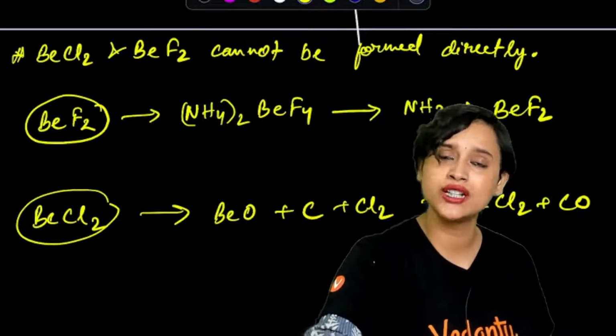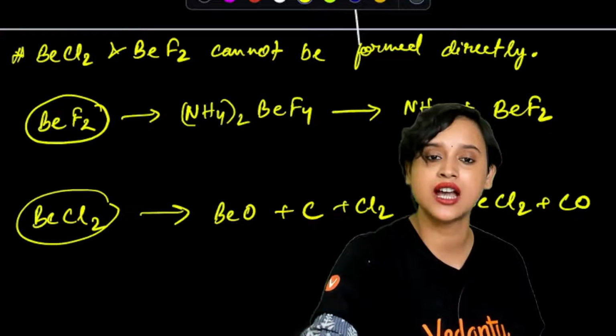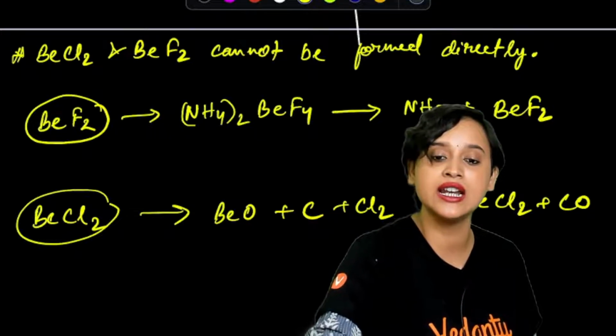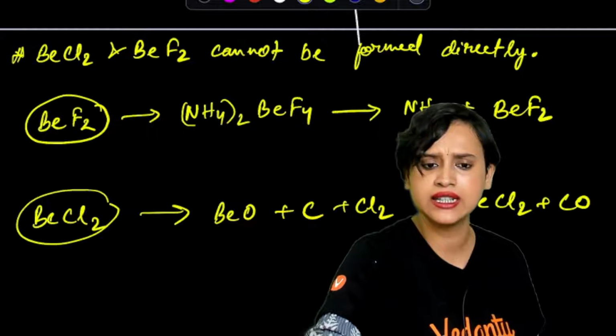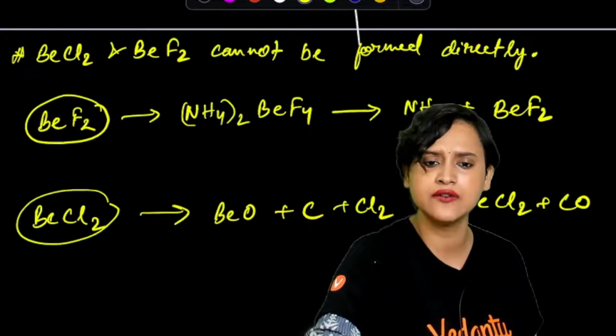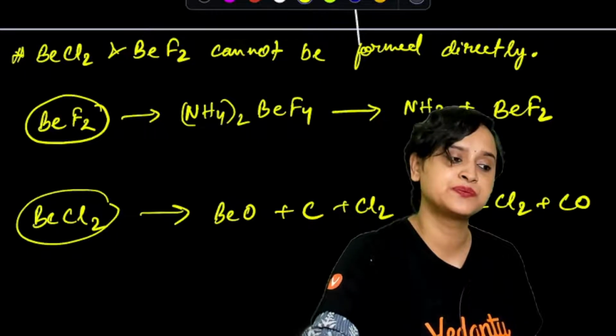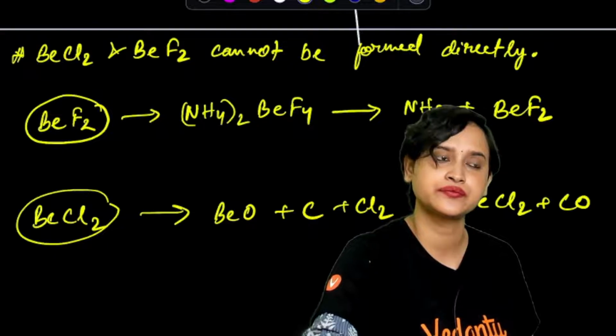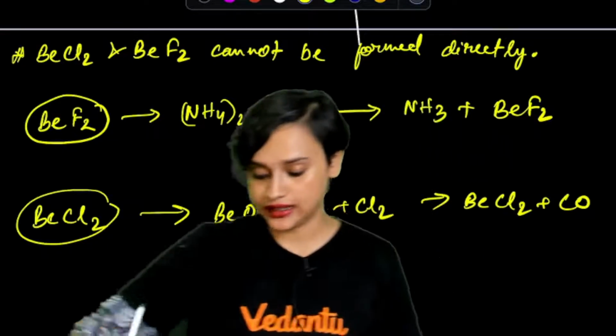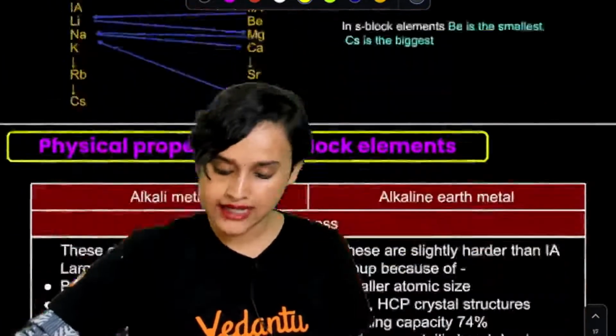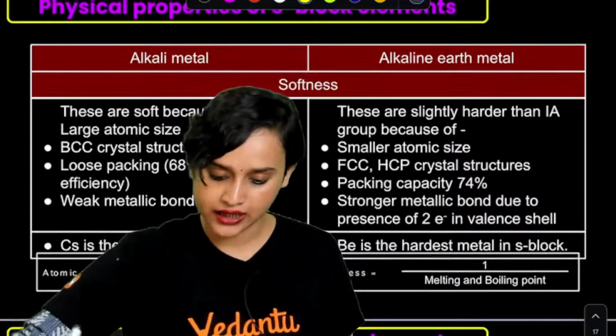So reaction with water is done, reaction with hydrogen is done, reaction with halogen is done, reaction with air is done. What more? Is there anything else that is left? Reducing character. Yes. Let's learn about reducing character.